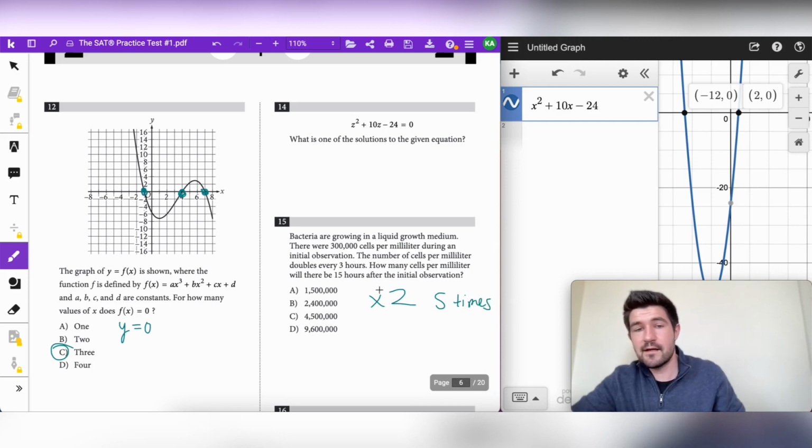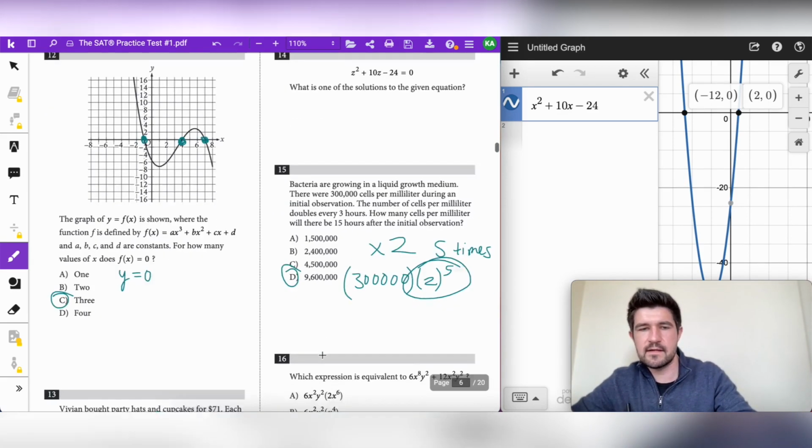You might just want to take out your calculator or do this in your head, take 300,000 and just double it 5 times. The other way that you could do it is you can take 300,000 and you can multiply it by 2 to the 5th power. If you know exponential functions, if we double something 5 times, we're just going to multiply by 2 to the 5th, which is 32. So if you do any of those methods, 300,000 times 32 is going to give you your answer of D, 9,600,000.